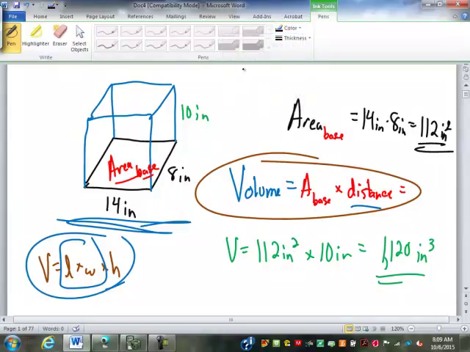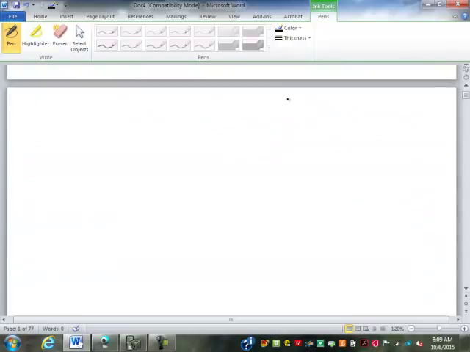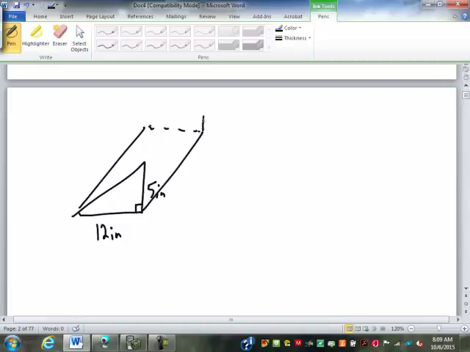First of all, the base does not have to be on bottom. The base is the shape that the object's based off of, not what it's sitting on or anything like that. For example, for this one, the base of this is not the bottom. The base is this triangle here. Why is that the base? Because that's the shape that this is based off of.